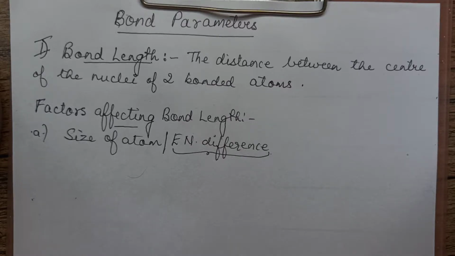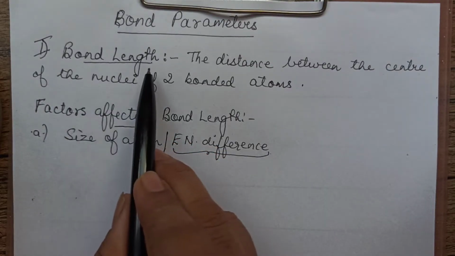It's a topic from Chemical Bonding, Class 11. In today's session we will be covering bond length, bond enthalpy, and bond angle, and how they vary and what factors affect them. The first one we will discuss is bond length.